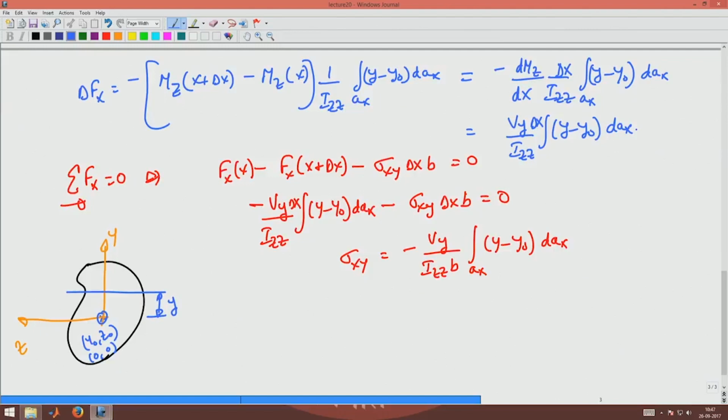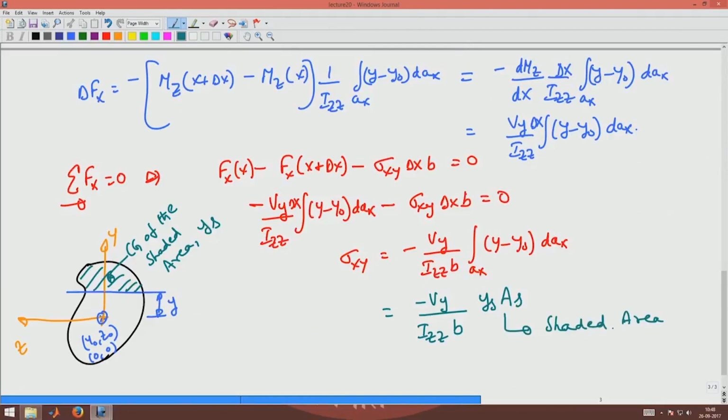This is nothing but the centroid of this hatched area. If the center of the shaded area is ys, then this integral would give minus Vy by Izz into b into ys into As, where As is the shaded area and ys is the center of the shaded area. Now, why is this negative sign there?